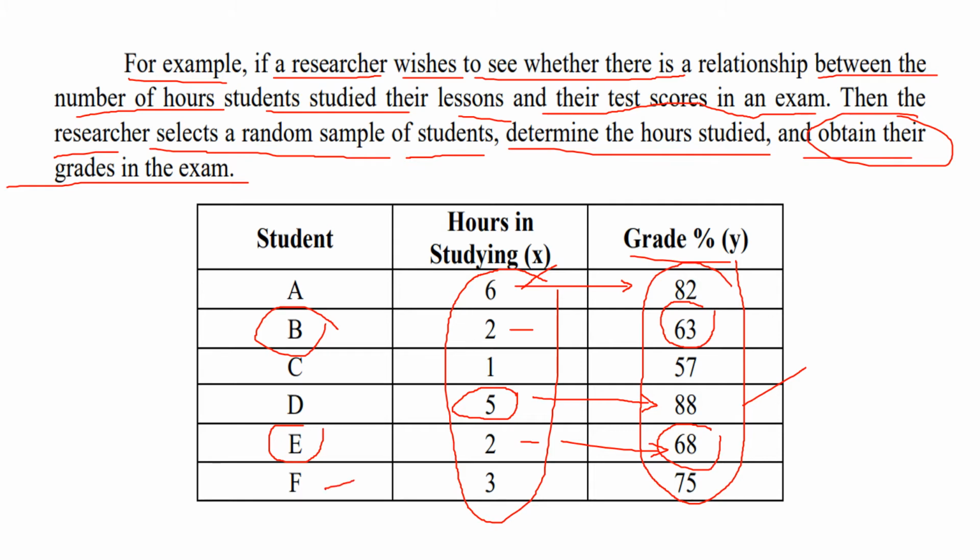In student F, 3 hours for a 75 grade. As you can see, at first, you don't even visualize that there is a significant relationship between the hours of studying and the grade, being provided by the outputs of the students.